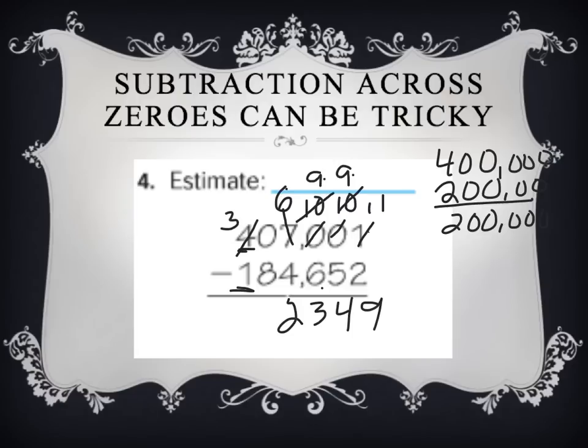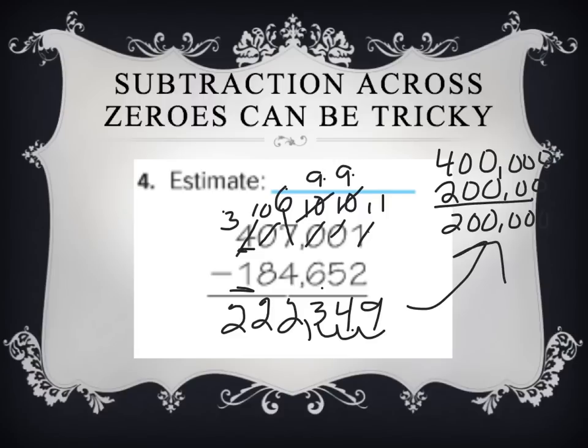And I have 300,000 left. And I'm going to send that 1 I borrowed over to the 0. So we have 10 take away 8, which is 2. And 3 take away 1, which is also 2. And then 1, 2, 3. And we put our comma. So our answer is 222,349. We are in the ballpark.